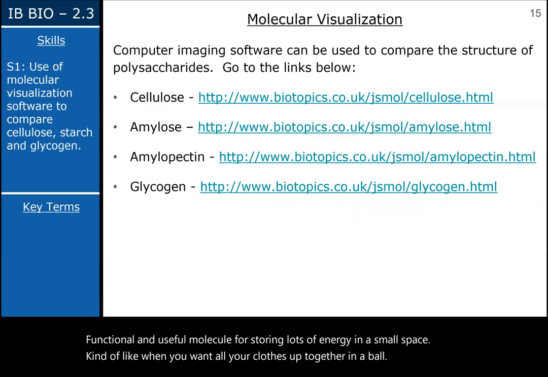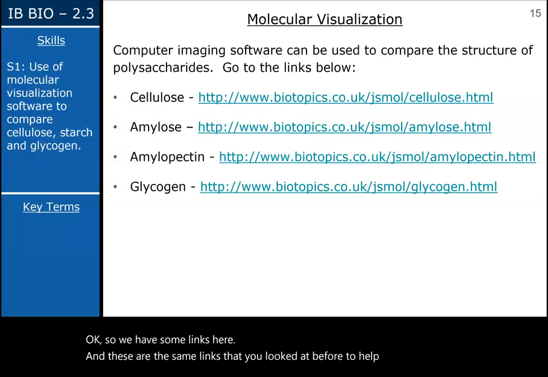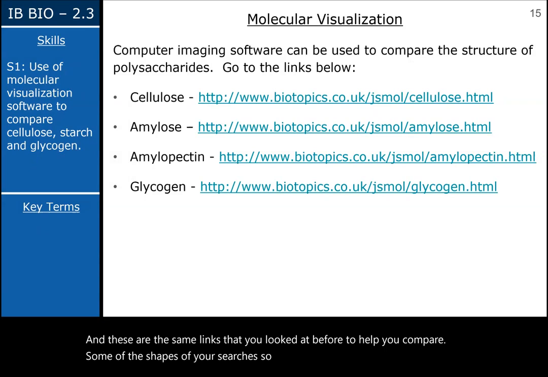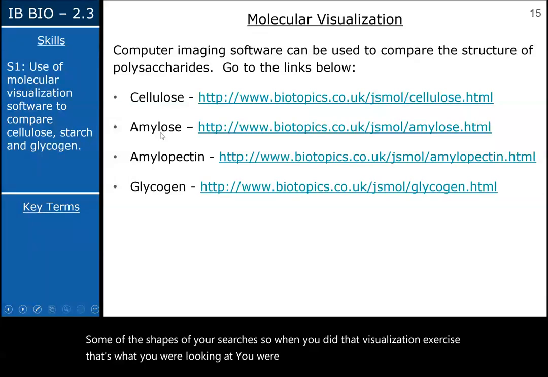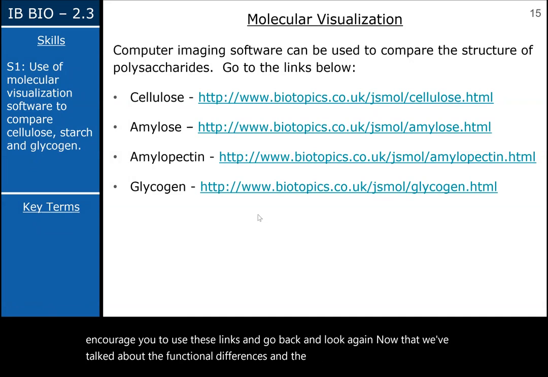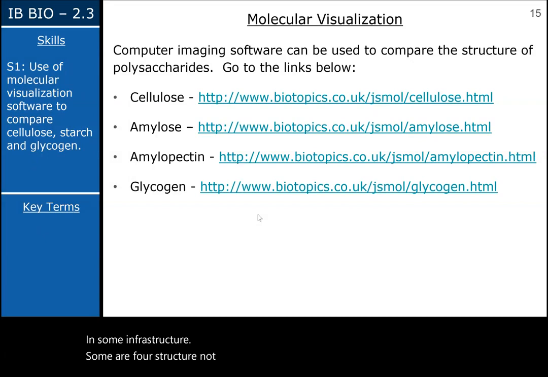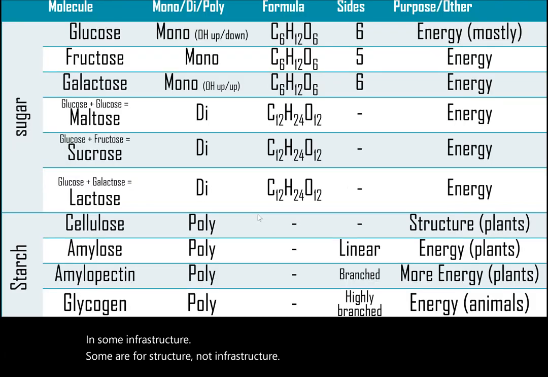Okay, so we have some links here. And these are the same links that you looked at before to help you compare some of the shapes of your starches. So when you did that visualization exercise, that's what you were looking at. You were looking at cellulose. You were looking at amylose. You were looking at amylopectin. You were looking at glycogen. I encourage you to use these links and go back and look again now that we've talked about the functional differences and the uses of these starches, right? And these carbohydrates. Some are for energy and some are for structure. Some are for structure, not infrastructure. There we go.